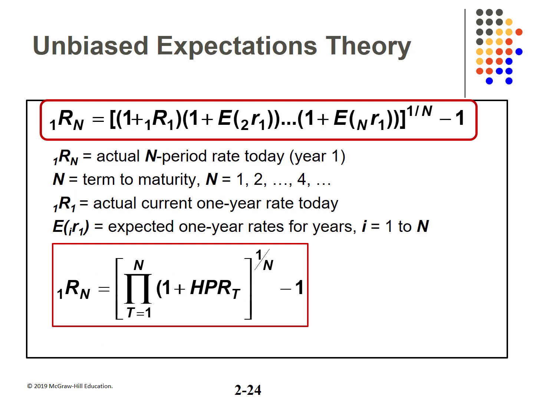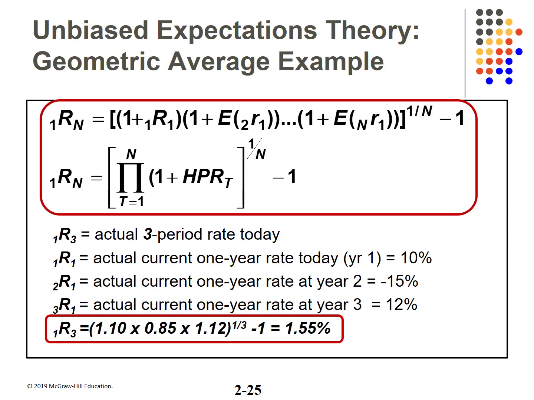Same equation, but put into a formula. You may not have seen the pi symbol. Consider the sigma summation symbol that says add up everything to the right of the sigma. Pi says multiply everything to the right. It's a geometric average, and an example is coming up. A more detailed demonstration of this example is on the next slide.